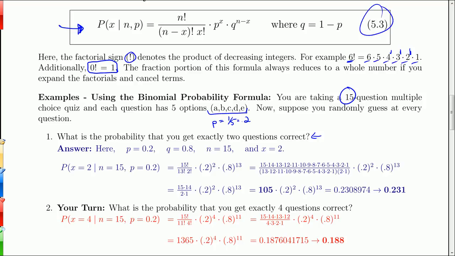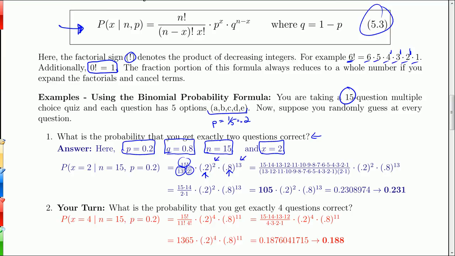5.3. And here again, the P, the probability of single success, is 0.2. Q is 1 minus P. And there's 15 trials. And we want the probability of getting exactly 2 correct. So the way this works, there's n factorial. There's n minus x factorial. There's x factorial. There's P to the x and Q to the n minus x, right?